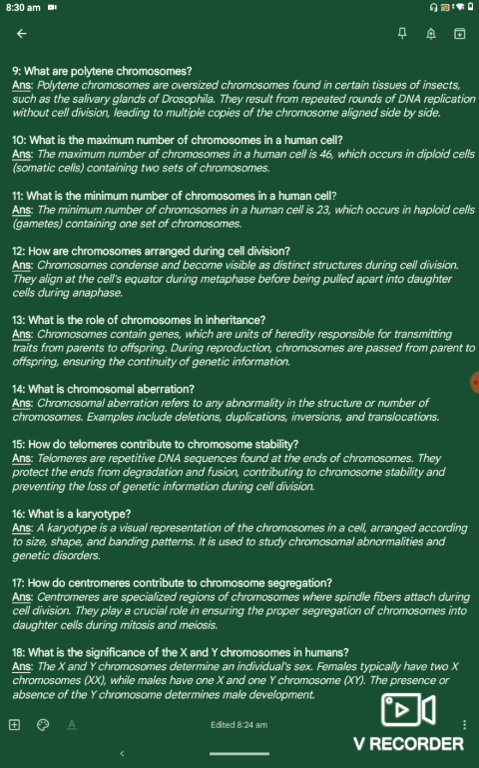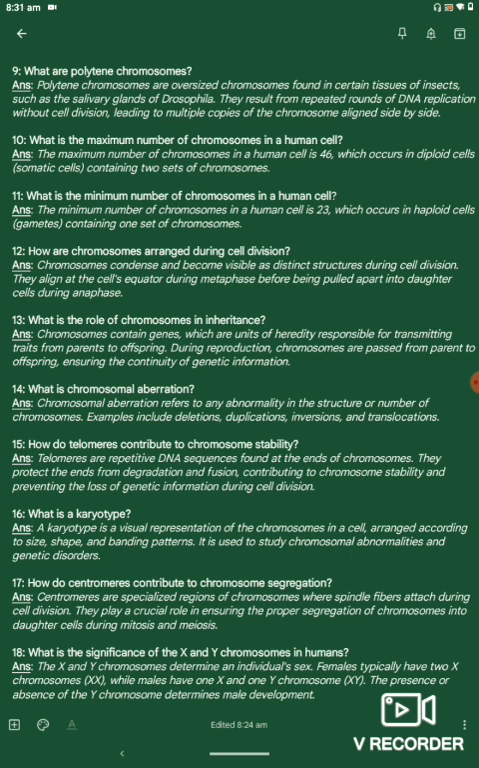Question 10. What is the maximum number of chromosomes in a human cell? Answer. The maximum number of chromosomes in a human cell is 46, which occurs in diploid cells, somatic cells, containing two sets of chromosomes. Question 11. What is the minimum number of chromosomes in a human cell? The minimum number of chromosomes in a human cell is 23, which occurs in haploid cells, gametes, containing one set of chromosomes.